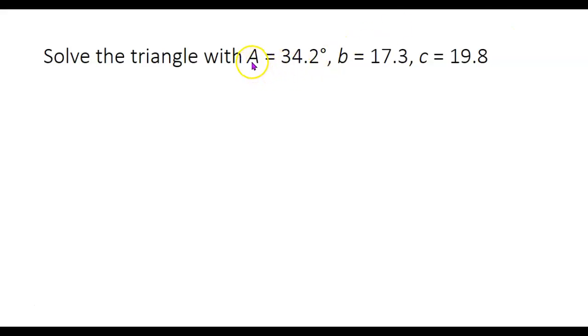Remember, capital letters stand for angles. We have one of those, and lowercase letters stand for sides. We have two of those. And that's enough to determine a triangle, but we still have to figure out the rest of what's going on with this triangle. Now, why can't we use the law of sines here?